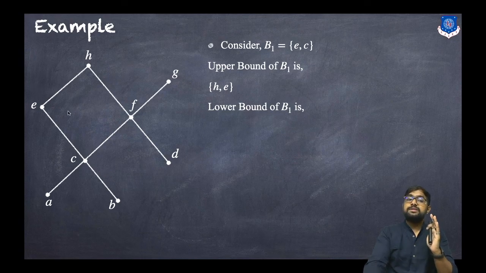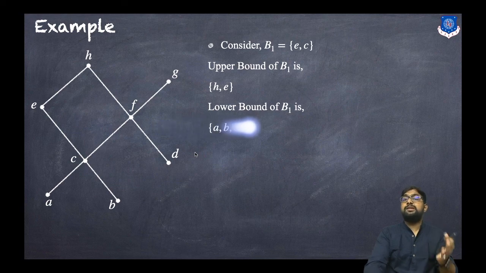Now consider the elements of the set itself. Now can we go from C to E? Yes. And can we go from C to C itself? So yes. So what does that mean? What are the lower bounds? Just A, B, C, they are the lower bounds.